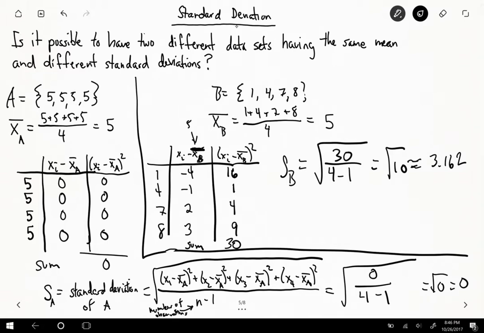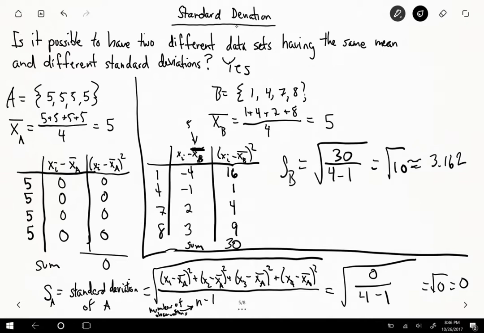Okay, so hopefully that lets you see how these things work in terms of finding the standard deviation. So is it possible to have 2 different data sets having the same mean and different standard deviations? Yes, and that's the whole idea, is just fiddle around with data sets. And if you wanted to use different ones other than this, there's tons of examples. In fact, there's infinitely many examples.